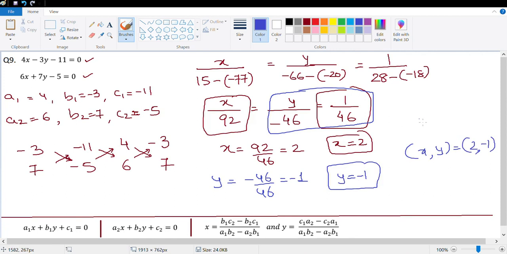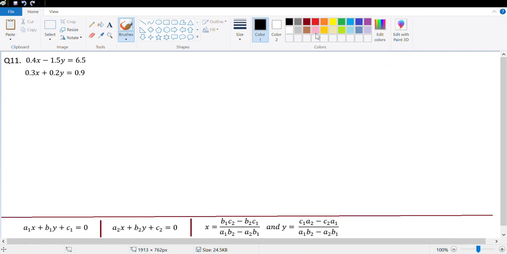That's the final answer. That brings me to the next question, which is question number 11. I notice that the numbers are in decimals. I don't like to work with decimals or with fractions. So let's multiply this with 10 to get a whole number. So this gives us 4x minus 15y is equal to 65, and this gives us 3x plus 2y is equal to 9. Let's put it in the standard form.